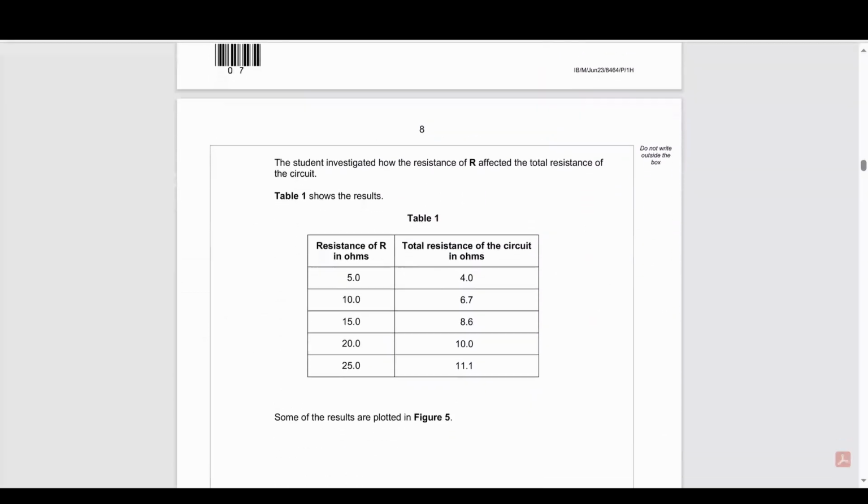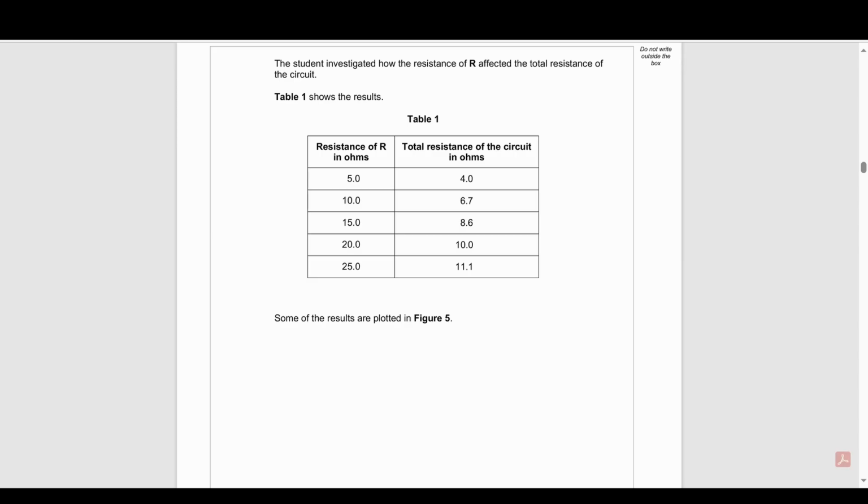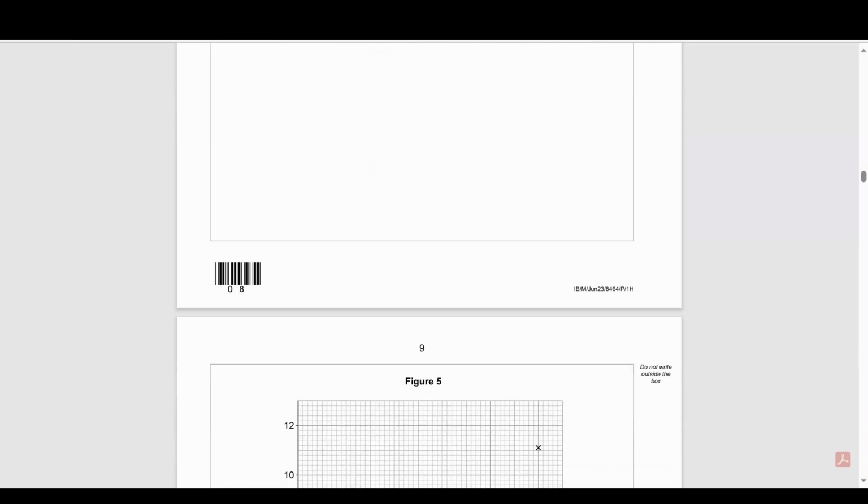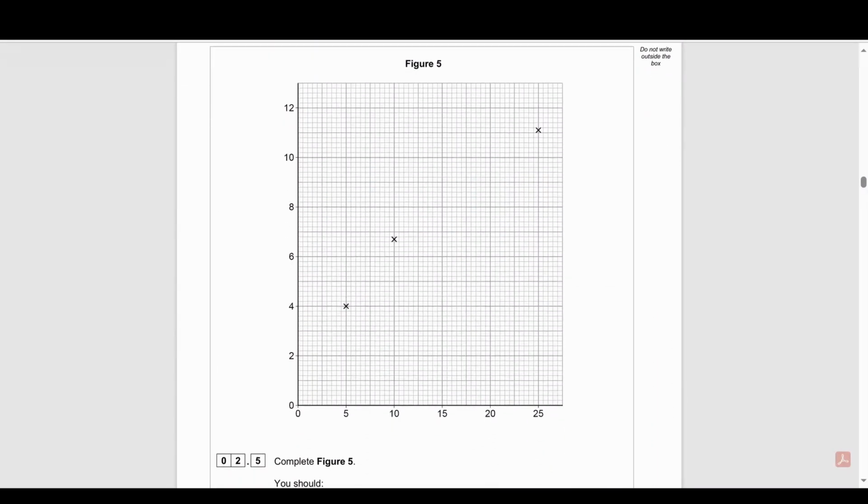The student investigated how the resistance of R affected the total resistance of the circuit. Table 1 shows the results. Well, here's table 1. The resistance of R is increasing by 5 ohms each time. Our total resistance is also increasing. Some of the results are plotted in figure 5. So we've got a graph. It looks like we have some points missing, and the axes are not labeled as well.